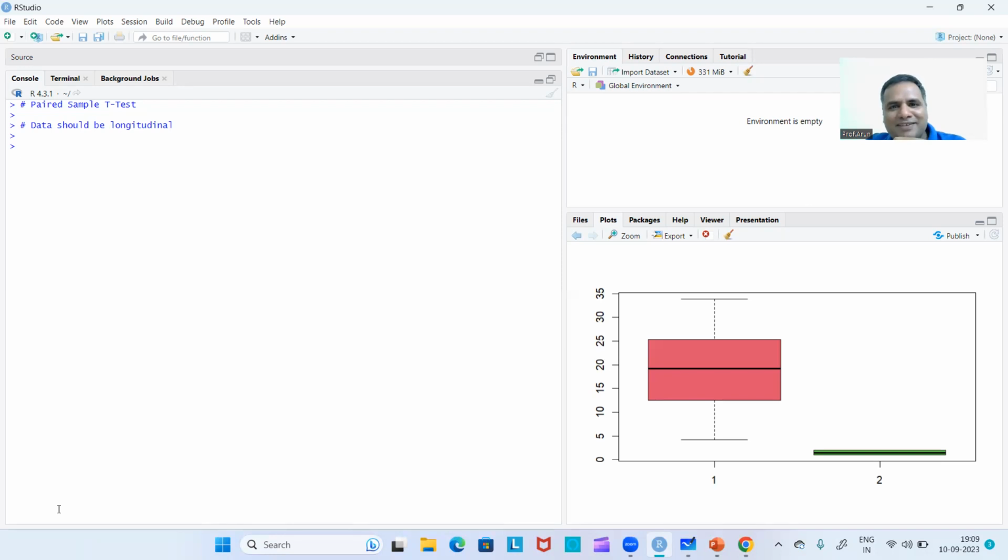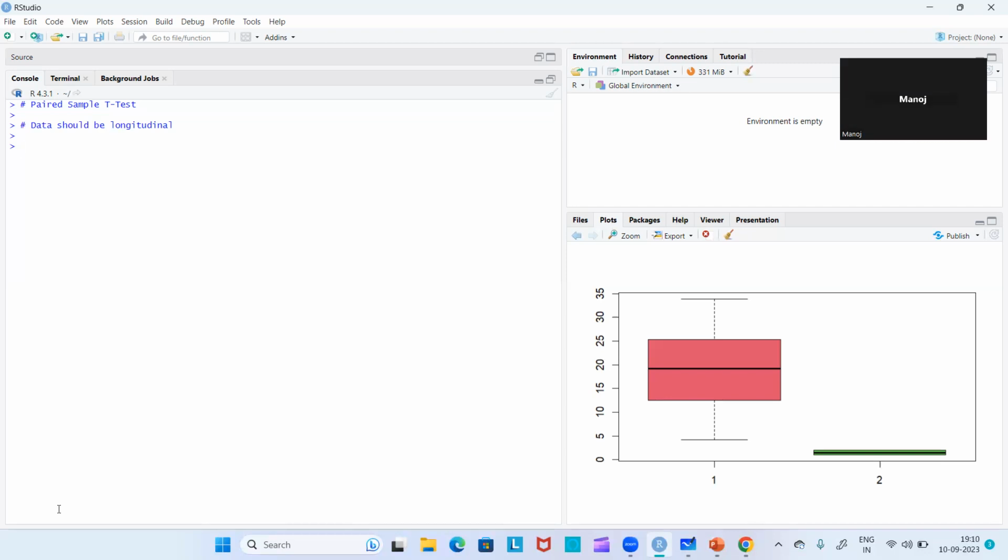So how will you measure impact? Before attending coaching classes, what were the marks, and after attending coaching classes, what are the marks? Before the training, how were your marks, and after the training, how are your marks? So whenever you apply a paired sample t-test, you need to collect data from one person at 2 different points. That is, before the intervention and after the intervention.